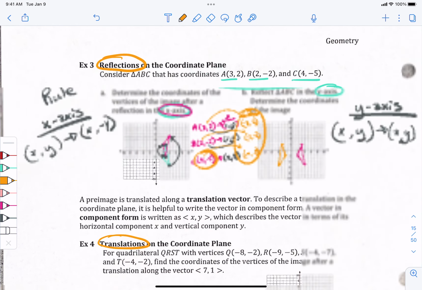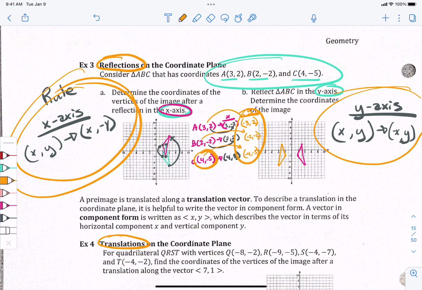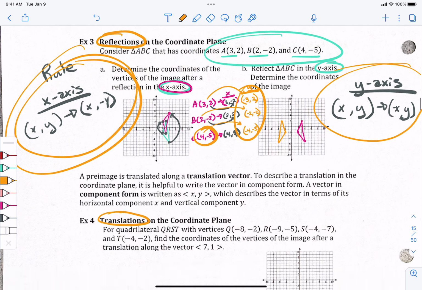But the rules, you're going to want to look back on these. For the x-axis reflection, you're changing the y-coordinate, making it negative. For the y-axis, you're changing the x-coordinate, making it negative. Okay? Happy with that? Translation.